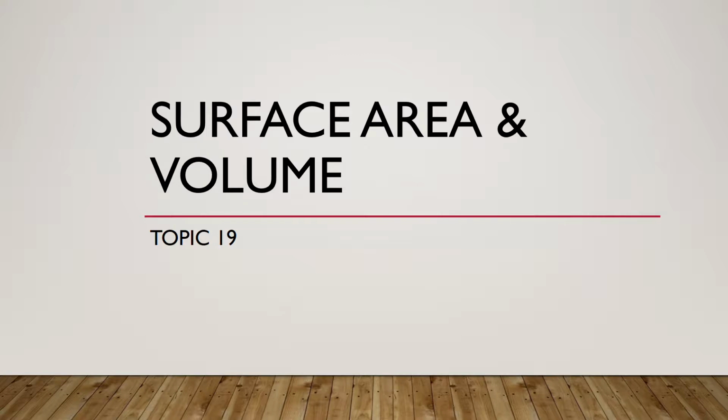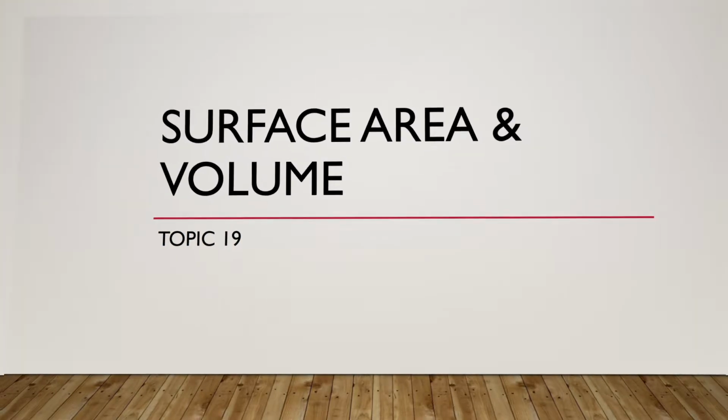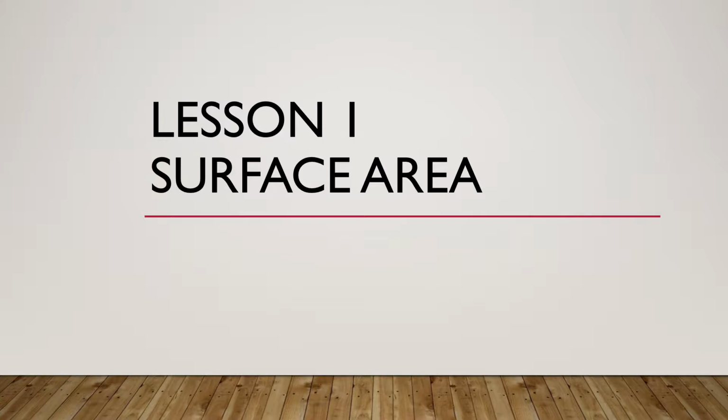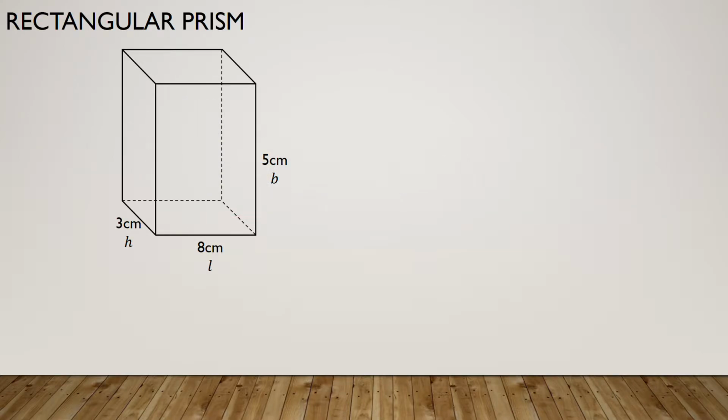Okay, so we are going to start with surface area and then we'll go on to volume in the next lesson. Surface area is when you're talking about the different areas that are put together to form a 3D shape. If you have a look at this prism, this is a 3D object. It's a rectangular prism, and it has a surface area, which I'm going to try and figure out.